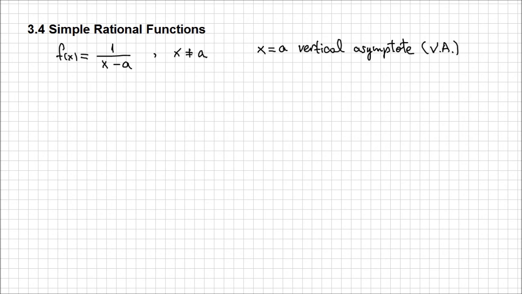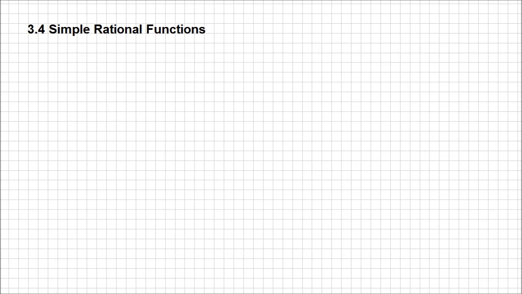Not all functions look just as simple as this one, so we need a general formula to calculate a vertical asymptote. We already know how to calculate a limit, therefore we're going to use limits this time in order to calculate a vertical asymptote for any type of function.